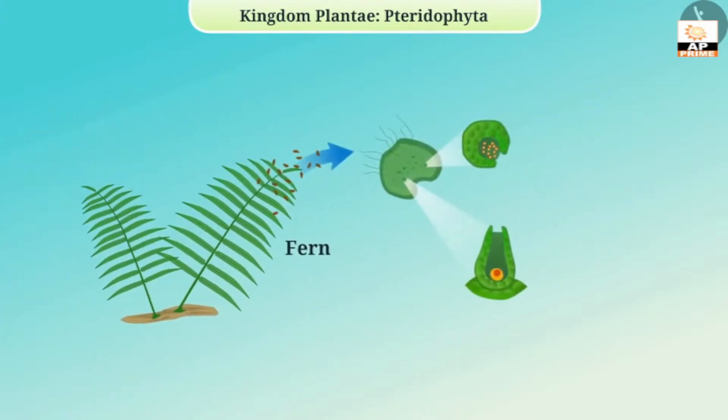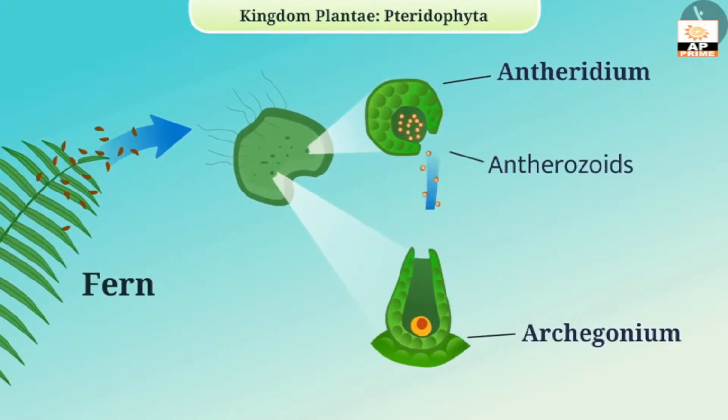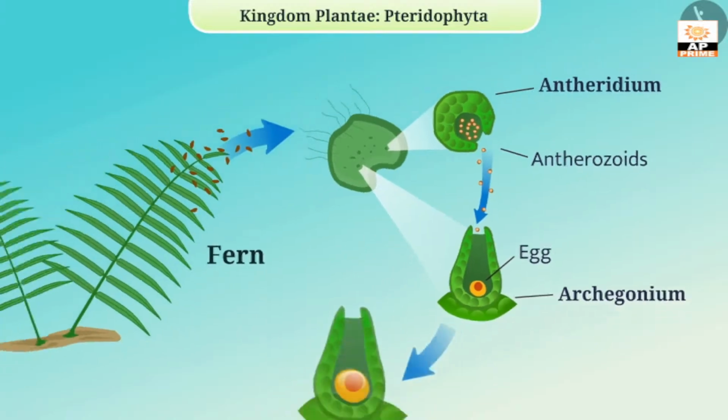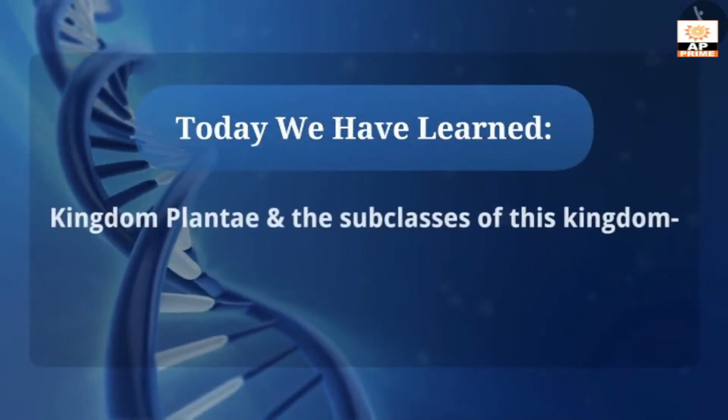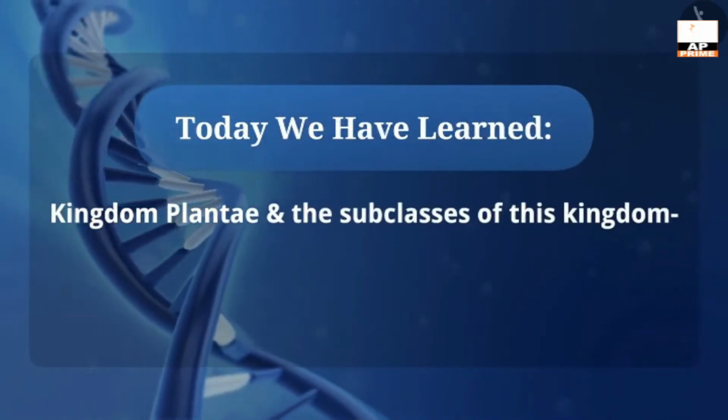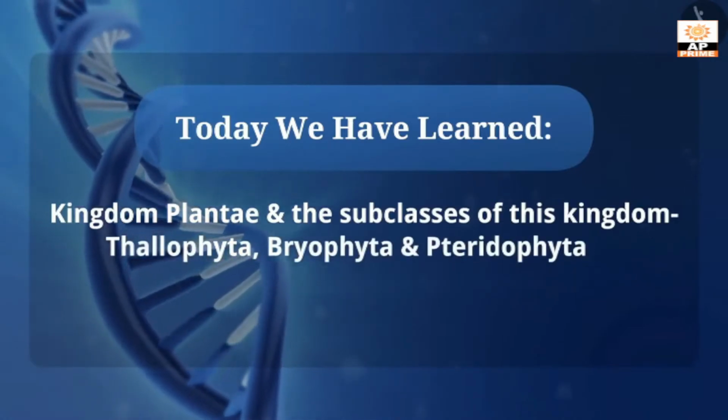The gametophytes have male and female reproductive parts, which are called antheridium and archegonium respectively. Antherozoids are released from the antheridium and reach the mouth of archegonium through water. The egg present in archegonium fuses with the male gamete to produce zygote, which develops into a new individual. So today we learned about kingdom Plantae and subclasses of this kingdom, Thallophyta, Bryophyta, and Pteridophyta.